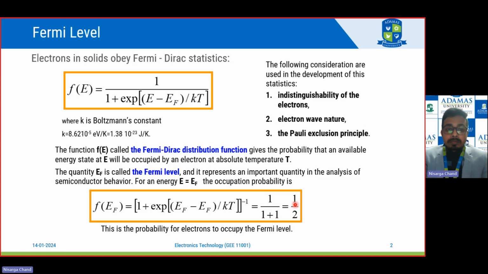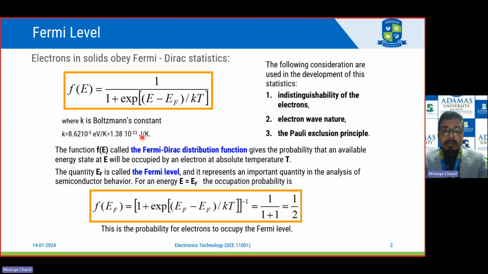And what is k? k is the Boltzmann constant, whose value is fixed: 8.62 times 10 to the minus 5 electron volt per Kelvin, or 1.38 times 10 to the minus 23 joule per Kelvin.